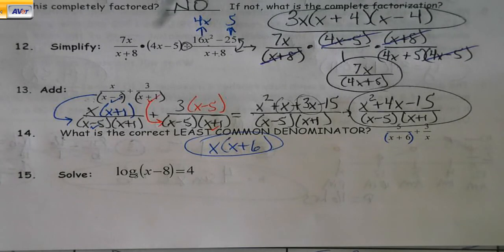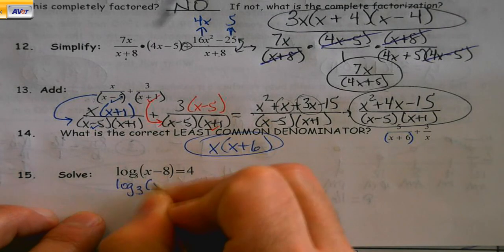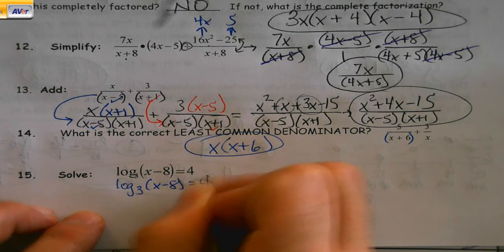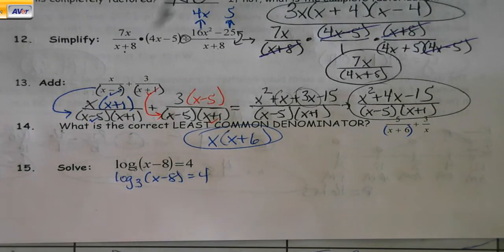And then finally on this page 15, and I apologize for this, that's a 3. It kind of got smashed in there. So here, my job is to get to x. To get to x, I have log base 3 in the way.